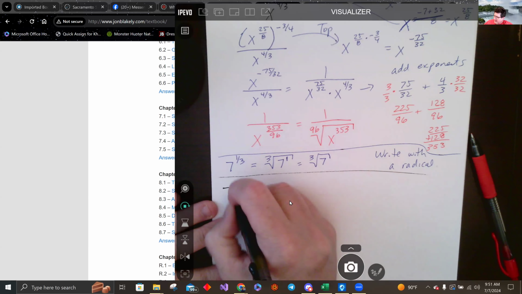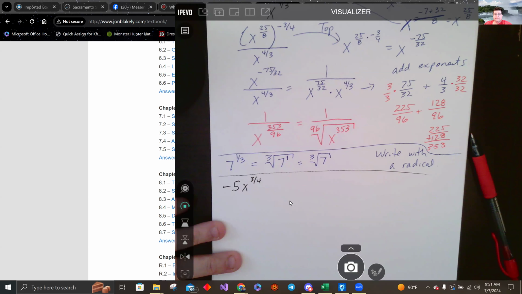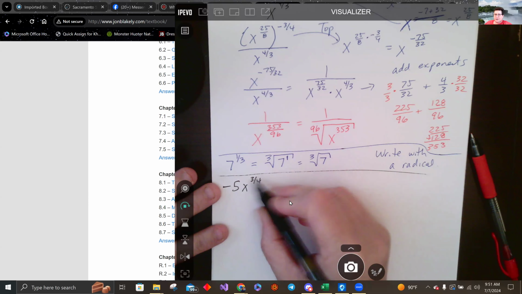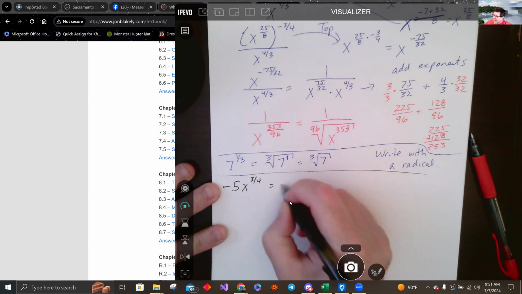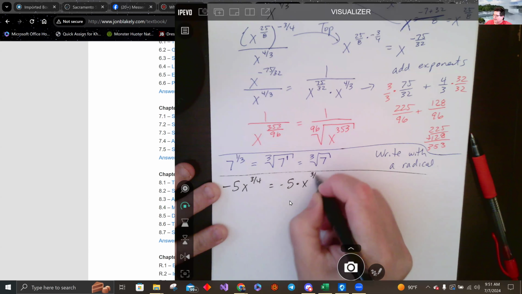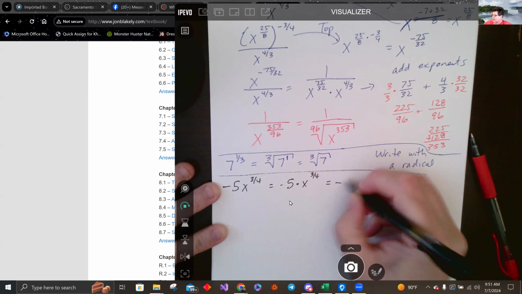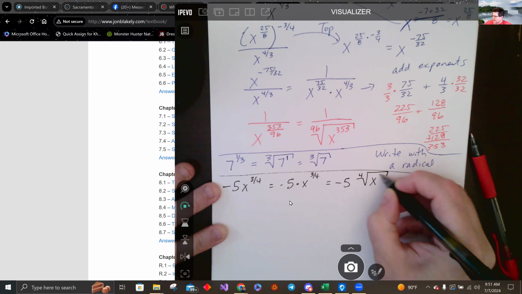What about -5 x to the 3/4? Give that a try. Pause the video and give yourself a try at it. All right, I will assume you did. If you tried to apply the 3/4 to the -5, I tricked you. This is -5 times x to the 3/4. So the radical is only on the x. The bottom tells us what the index is, and the numerator tells us the power on the inside.